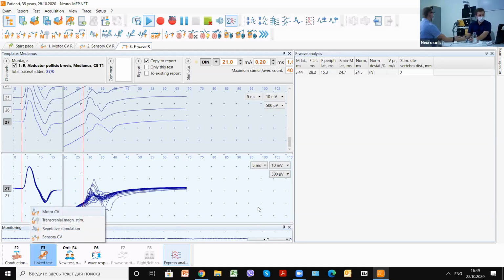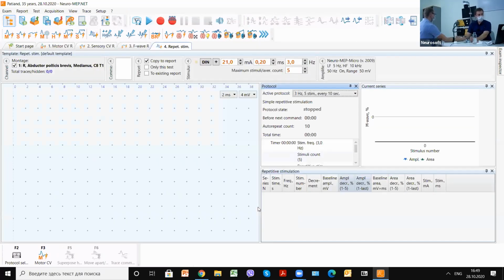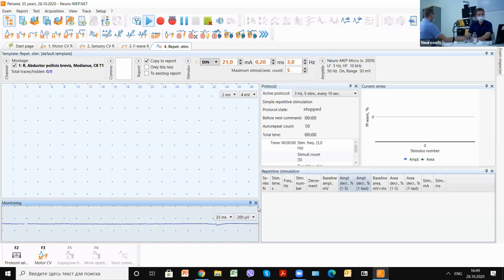Next modality, it's a repetitive stimulation. Repetitive stimulation mostly is needed to analyze neuromuscular synapses for different neuromuscular diseases. So we start monitoring, and we use the same parameters as previously.